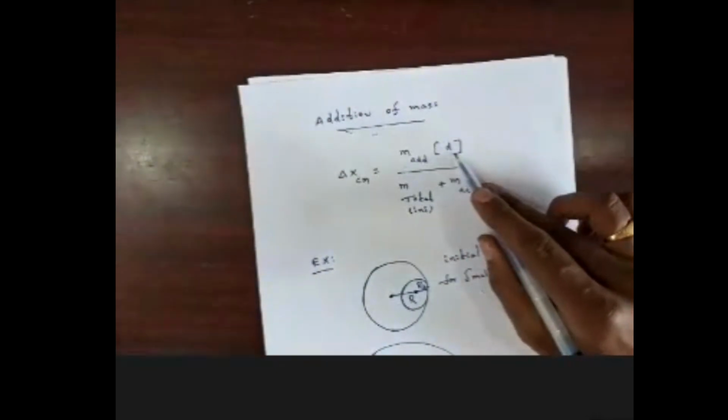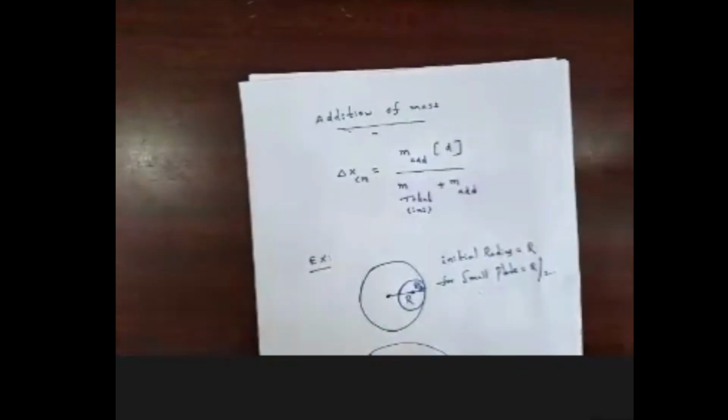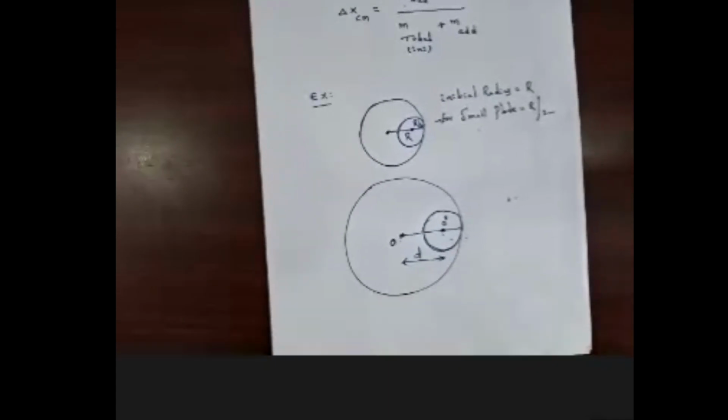Now come to this formula: added mass into small d. Small d is the distance between the two centers of mass. One center of mass belongs to the initial plate, and the other belongs to the circular plate which you added to the initial circular plate. I hope you got this one.